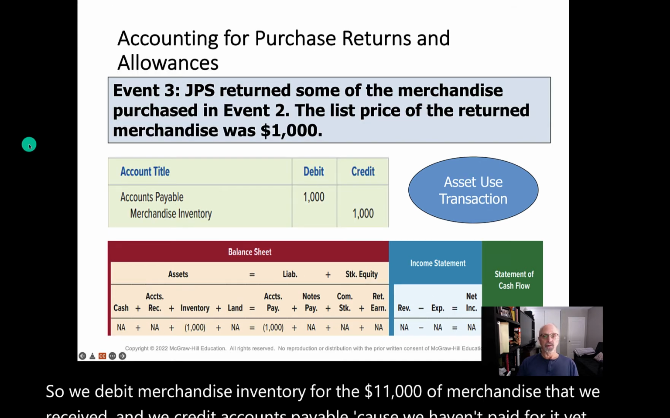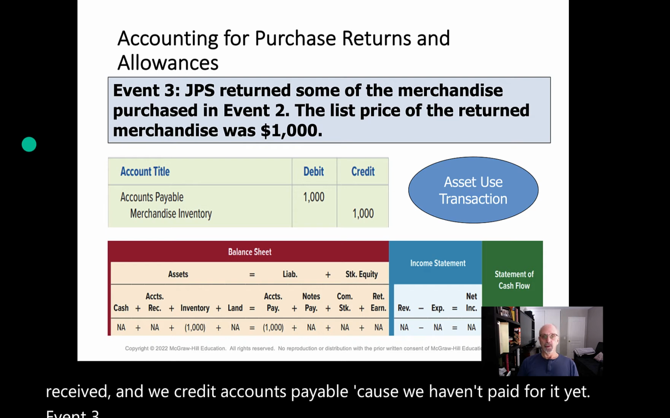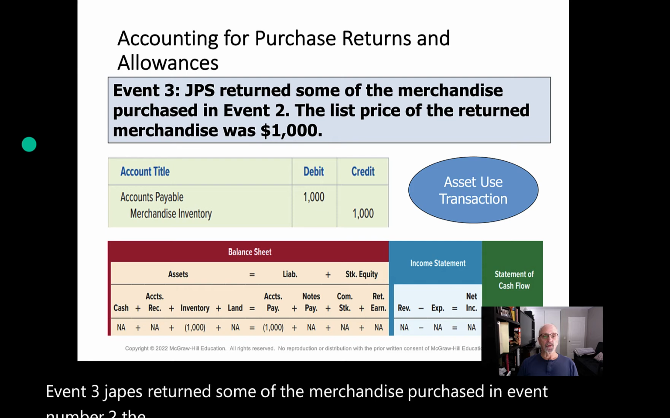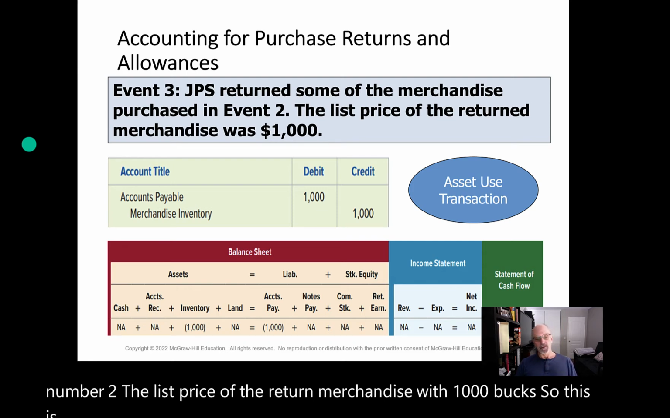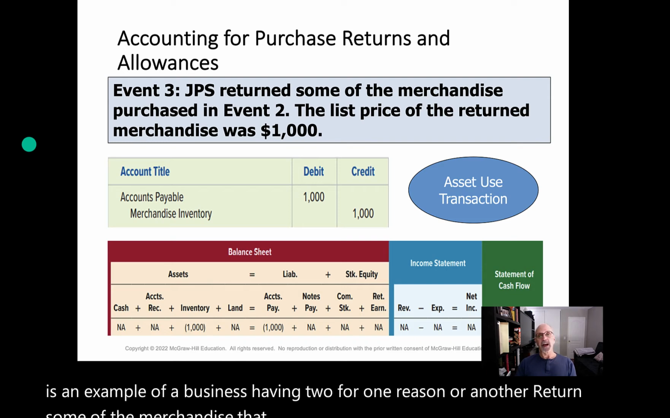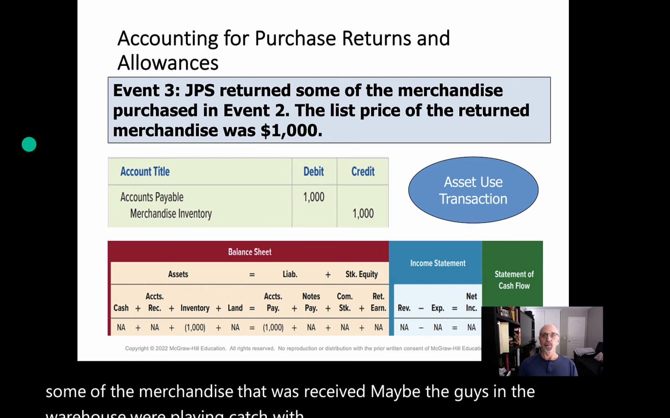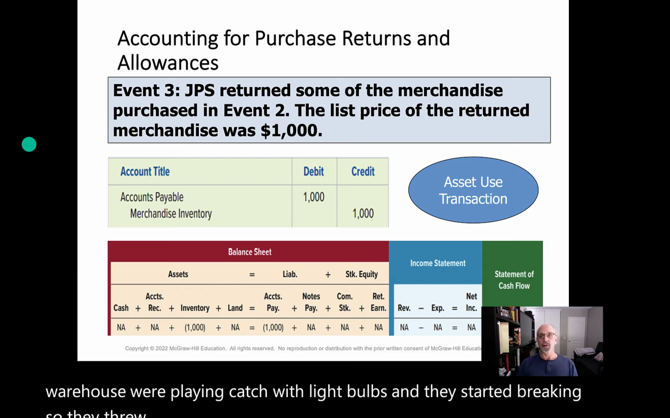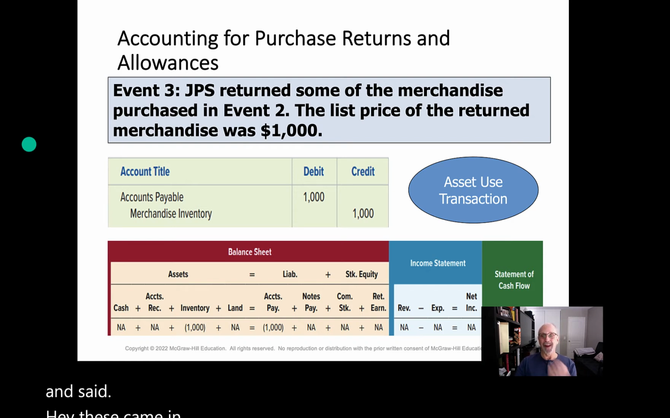Event number 3, JPS returned some of the merchandise purchased in event number 2. The list price of the returned merchandise was $1,000. All right, so this is an example of a business having to, for one reason or another, return some of the merchandise that was received. Maybe the guys in the warehouse were playing catch with light bulbs and they started breaking. So they threw the broken light bulbs in a box and took it back to the boss and said, hey, these came in broken. We need to send them back. Whatever it is, you're returning merchandise.